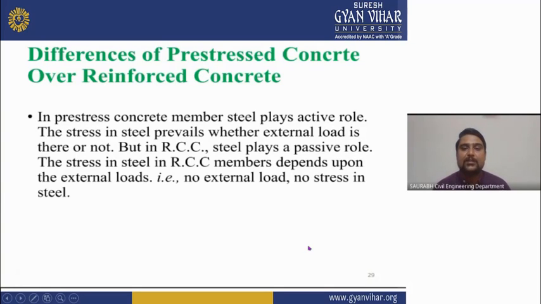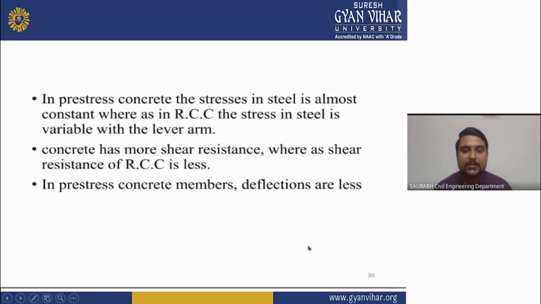Now we will know the differences of prestressed concrete over reinforced concrete. In a prestressed concrete member, steel plays an active role. The stress in steel prevails whether external load is there or not. But in RCC, steel plays a passive role. The stress in the steel of an RCC member depends on the external load. No external load, no stress in the steel.